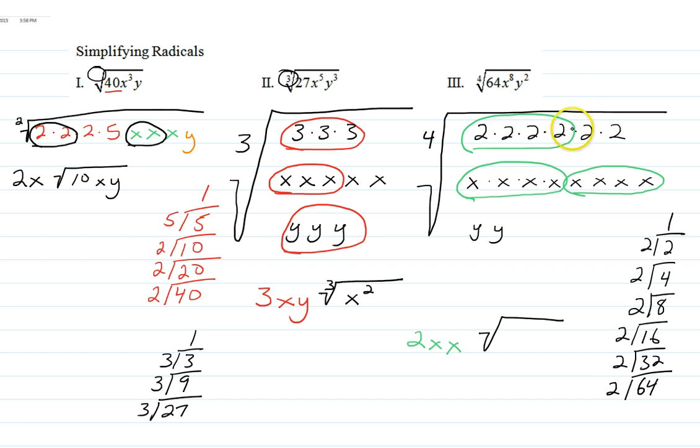So on the inside, I have 2 times 2, which is going to be 4. I don't have any x's left, but I have 2 y's, so that's going to be y squared with an index of 4. Now here we can simplify that and get 2x squared to the 4th root of 4y squared.